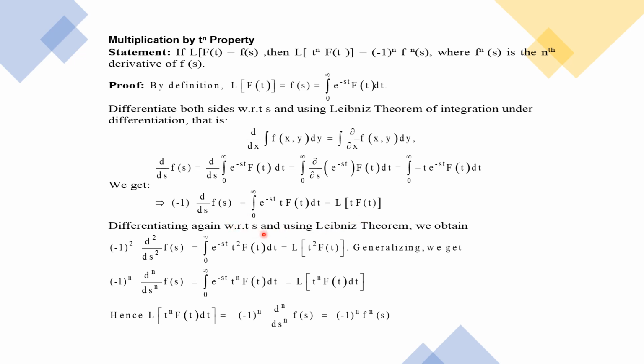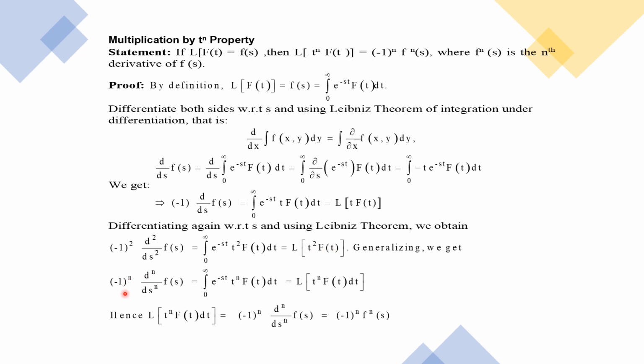Similarly, taking again the derivative with respect to s using the Leibniz theorem, we obtain (-1)^2 d²/ds² F(s), the integral from 0 to infinity of e^(-st) t² f(t) dt, which is Laplace of t² f(t). Similarly, repeating this whole process, taking the derivative again, you will have (-1)^2 d²/ds² F(s) equal to Laplace of t² f(t), and so on.